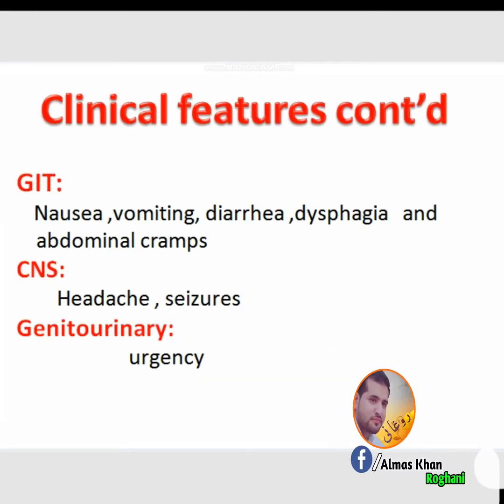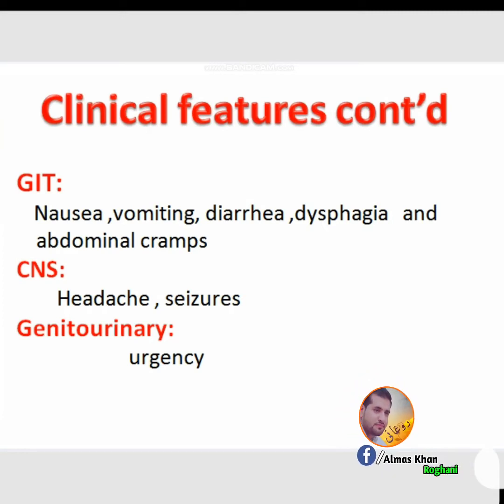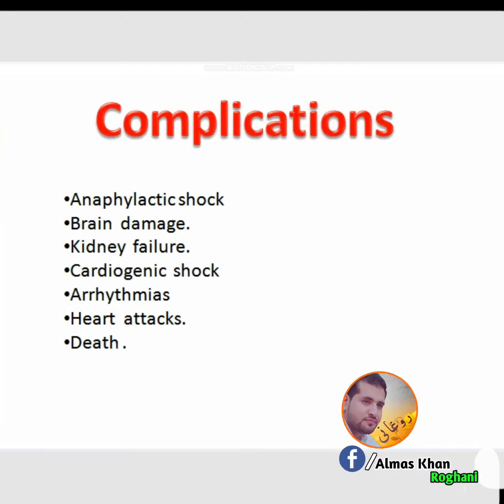In the gastrointestinal system, it causes nausea, vomiting, diarrhea, dysphagia, and abdominal cramps. In CNS, it causes headaches and seizures. In the genitourinary system, it causes urgency.